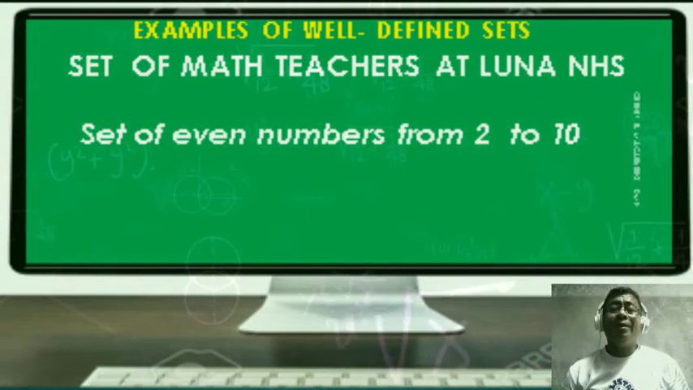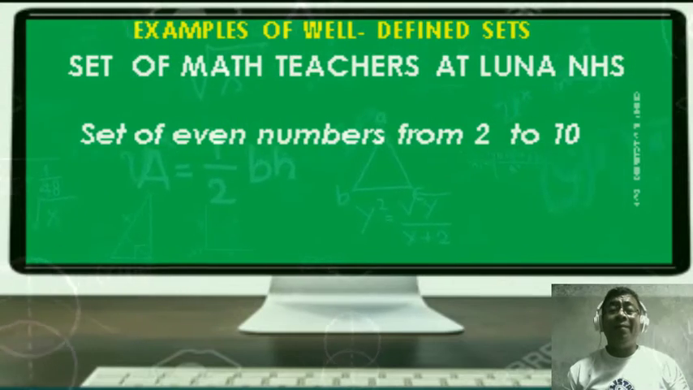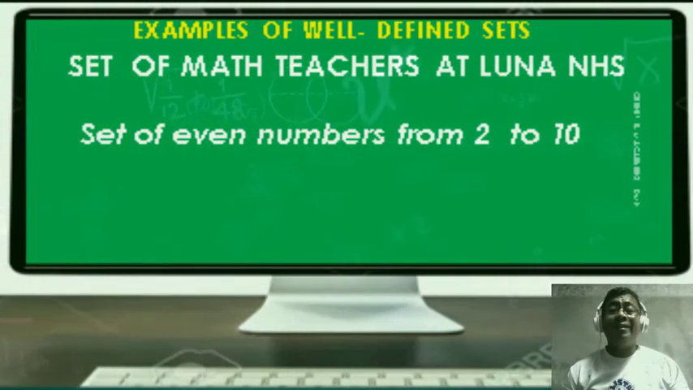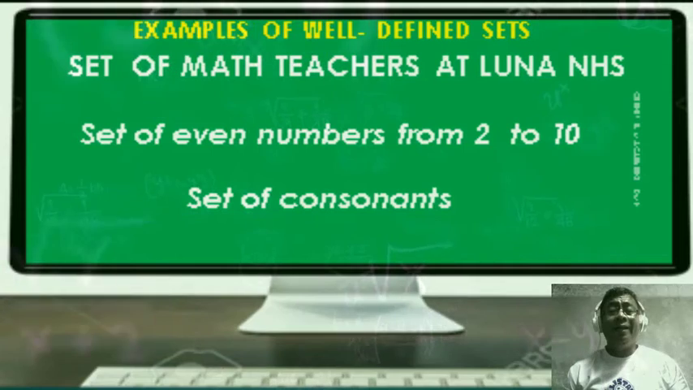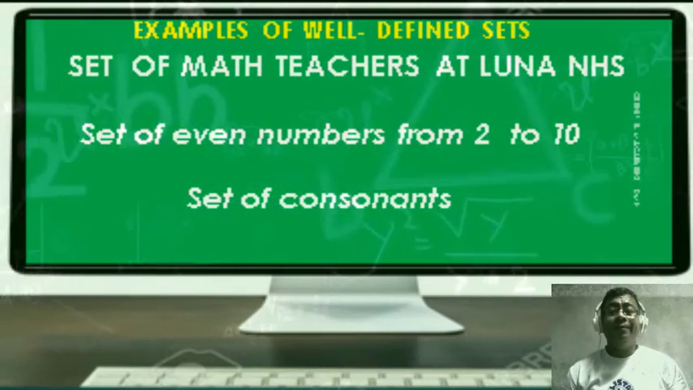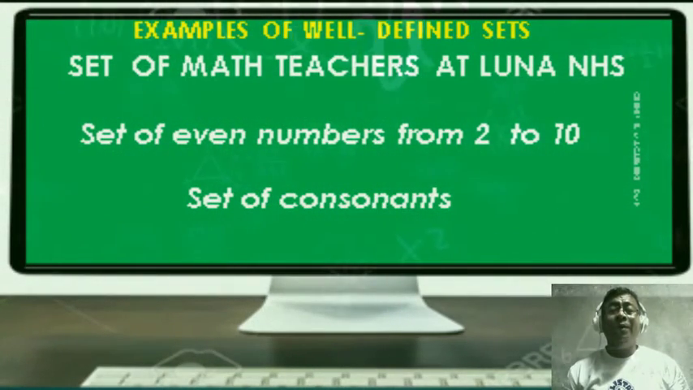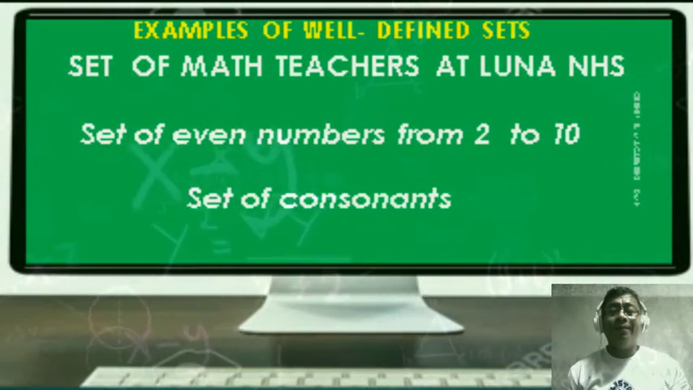The set of even numbers from 2 to 10. We can determine the elements, which are 4, 6, and 8. 2 and 10 are not included in the given set. The set of consonants. Again, it's very clear that the vowels are not included in the given set, and all elements must be consonants. So take note of that.